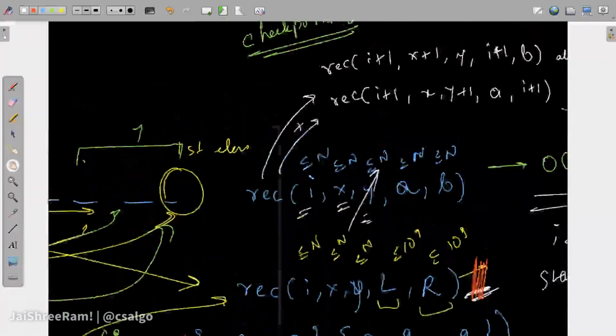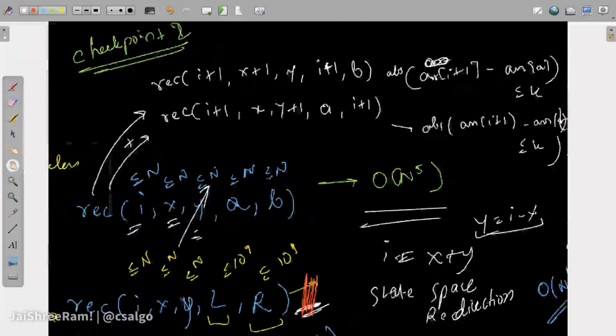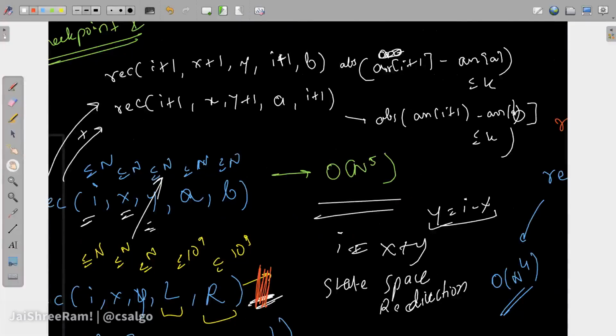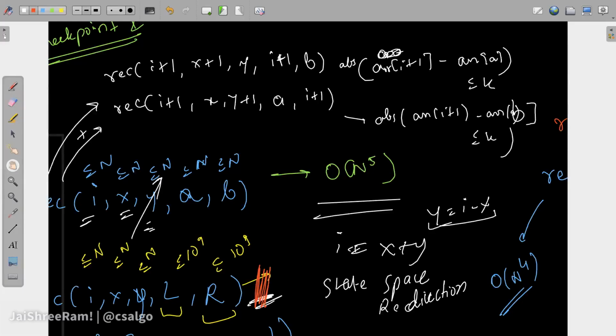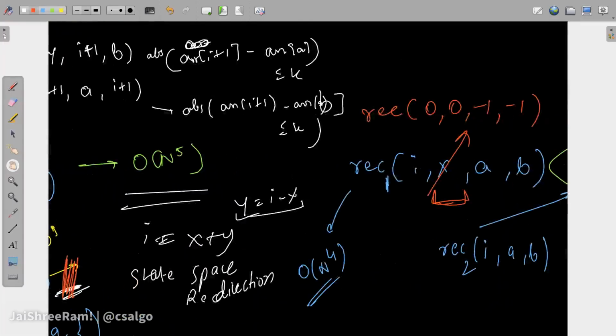Now from these transitions, we did a state space reduction, which means that whenever you have redundant states in place, you can drop them off and recover them using the other values. So i, x, and y. y is equal to i minus x, so we can get that back. So we can just drop that off. That now reduces to n to the power 4, because number of states into number of transitions is n to the power 4 into 1, order 1, 2 transitions only, right?